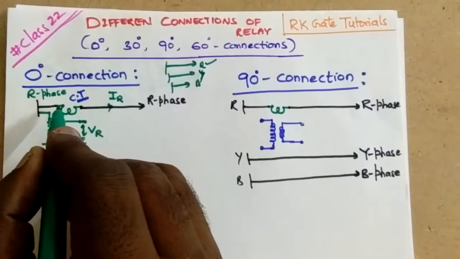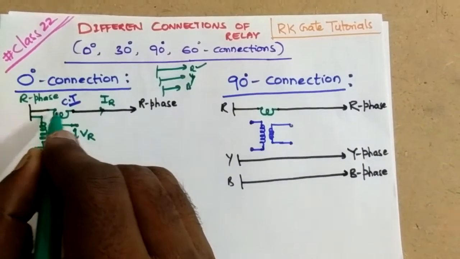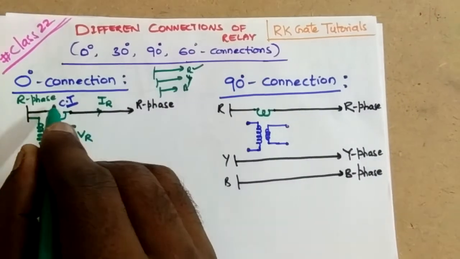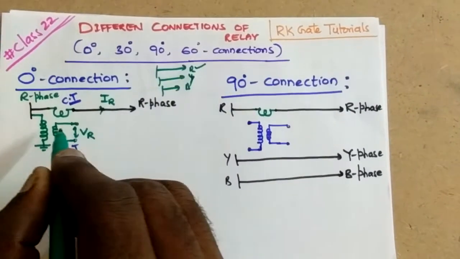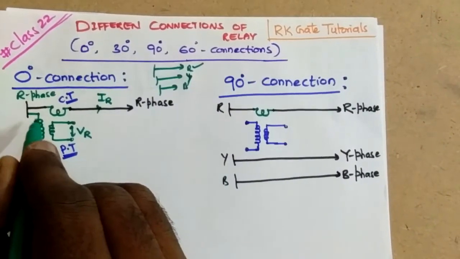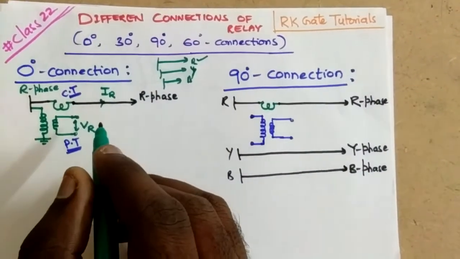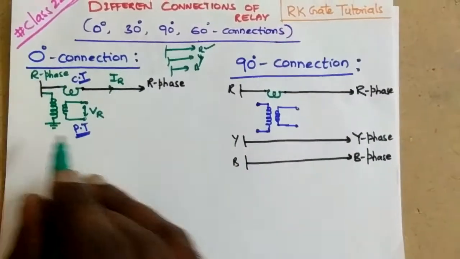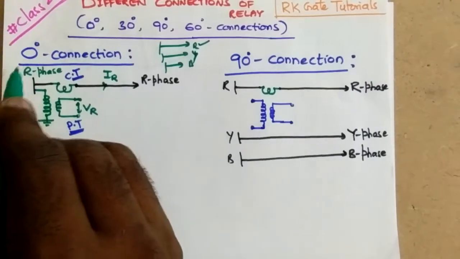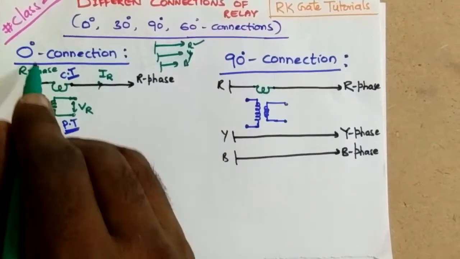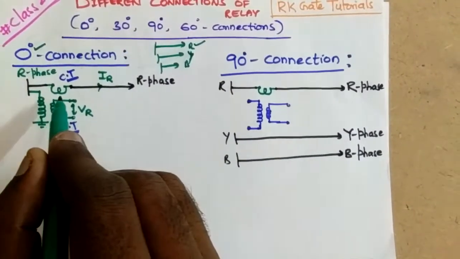We know that if a fault occurs, the CT is connected to that line. The current coil of the CT is connected to this line, and the secondary is connected to the relay. And this is the potential transformer, whose secondary is connected to the relay as well. This is the constructional feature of the 0 degree connection, means we connect the CT and the PT to the same phase without any phase shift in between them. So this type of connection is called a 0 degree connection.